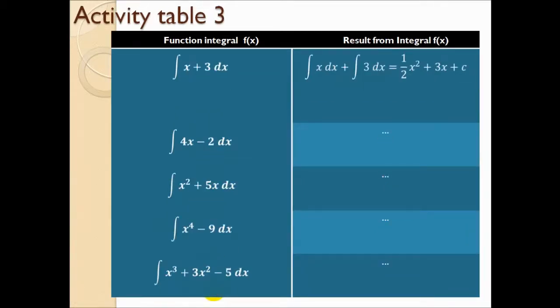Let's see table 3 too. We have the integral of x plus 3 dx. So we have the integral of x dx plus the integral of 3 dx. The integral of x, which has the power of 1, so 1 plus 1 is 2, and we have the division by 2 here, the same as the power. And here we have the 3. From the basic integration formula, if the integral only has a constant, we put 3x here, so we can get this result.